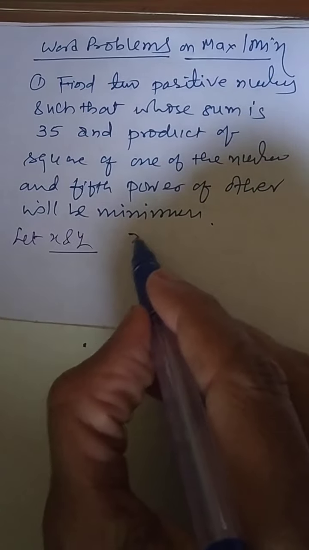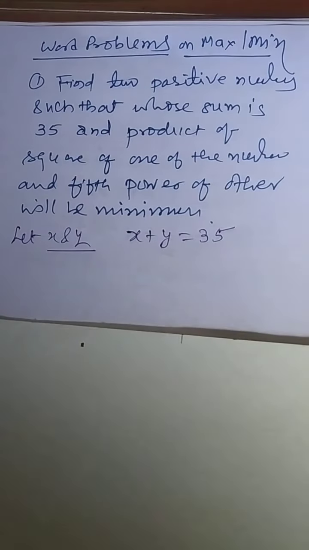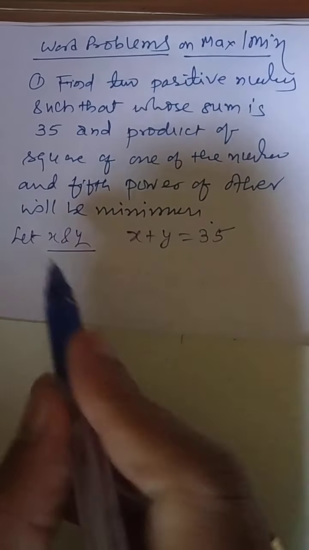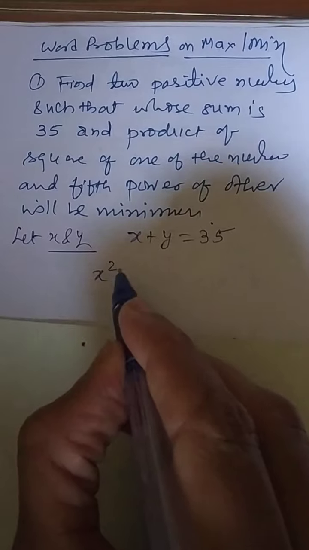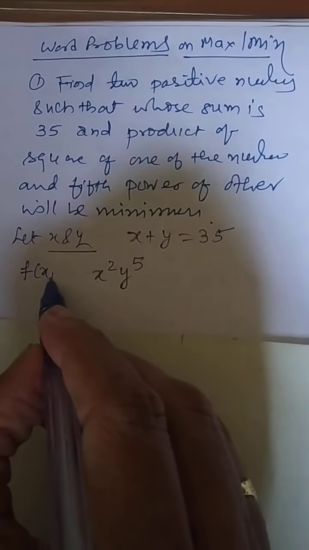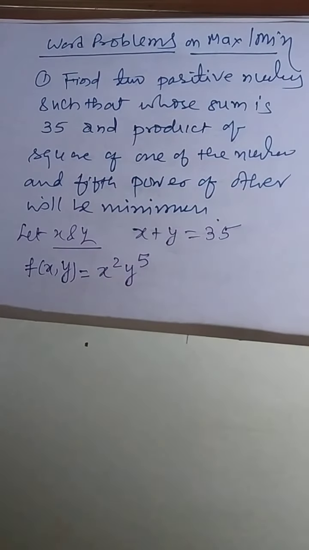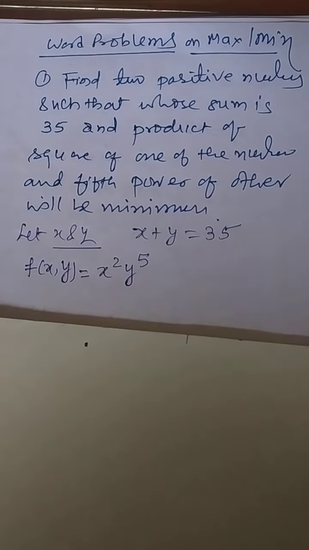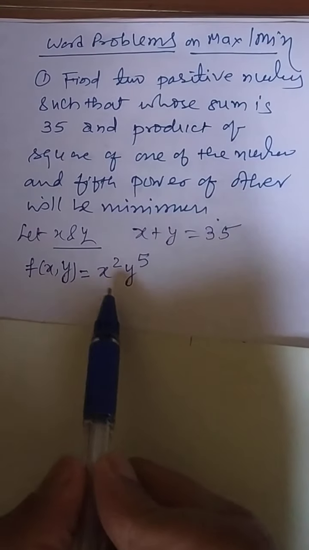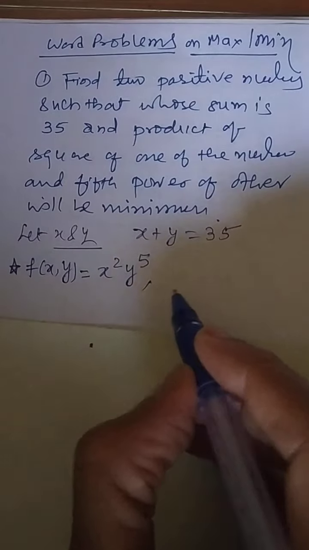The condition is given, their sum is 35. So I should write x plus y equals 35. Now, the product of the square of the first term and the fifth power of the other is minimum. So suppose I want to find the minimum value of the expression x square into y raised to power 5. But always remember, so far whatever questions we have solved were in one variable form. Now it is in two variables. So always remember, every two variable problem you have to first convert into one variable.